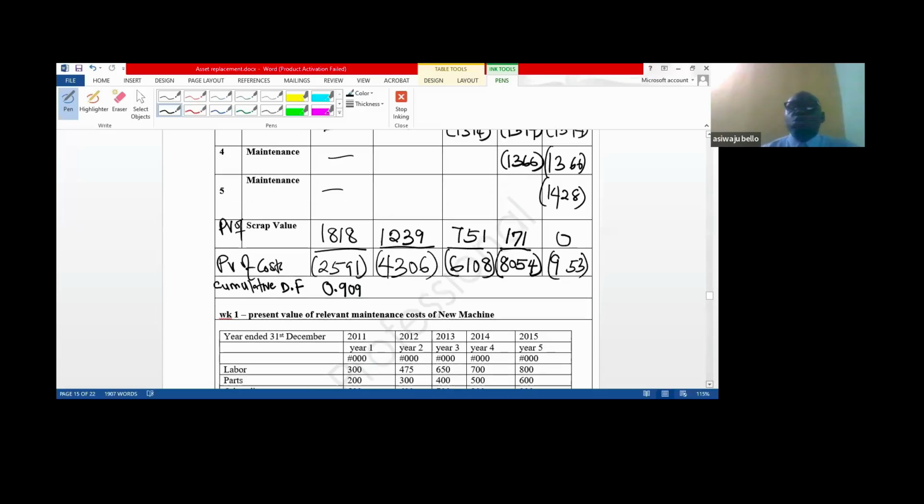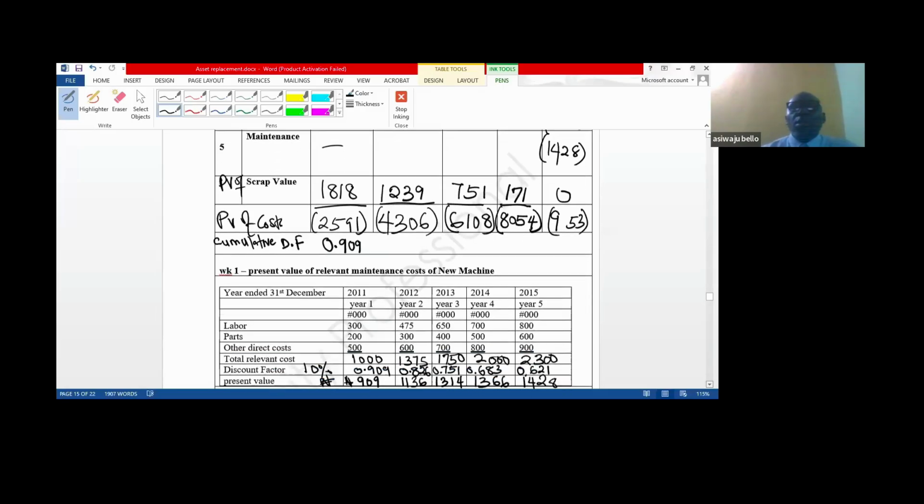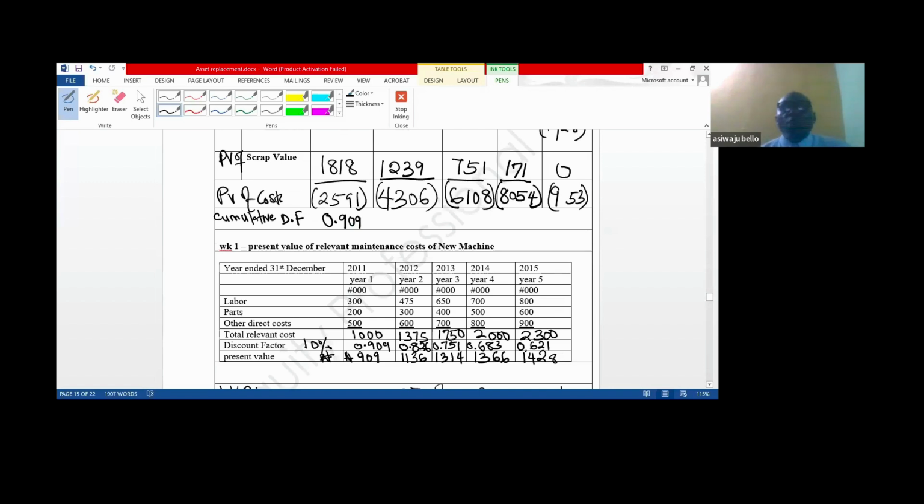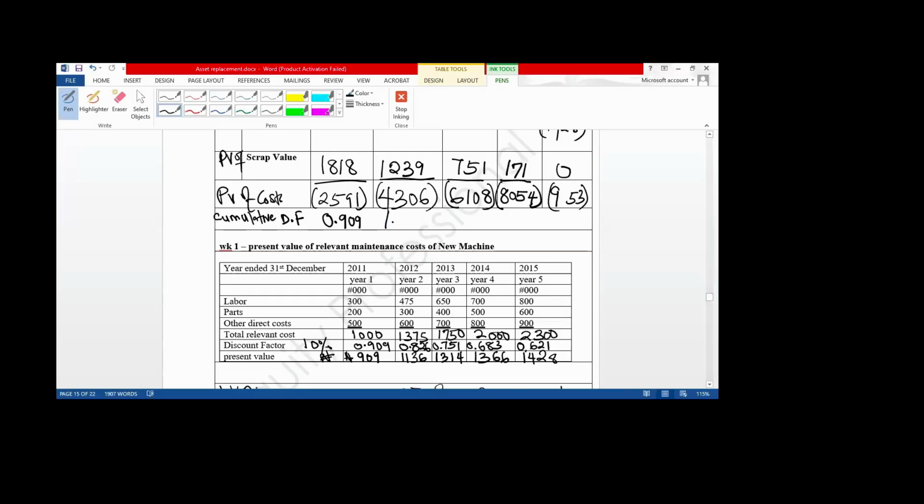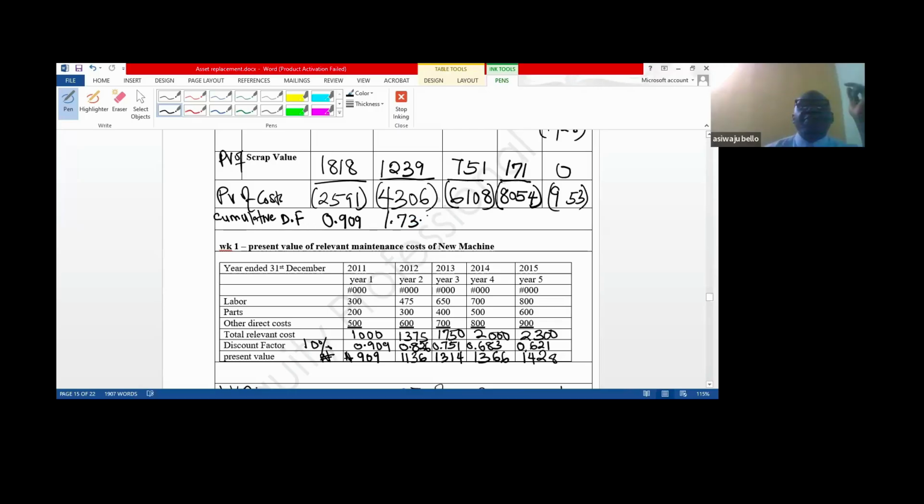Cumulative for year 2. You are going to add 0.909 plus 0.826. That will be for 2 years. Year 1 discount factor plus year 2 discount factor. 1.735.